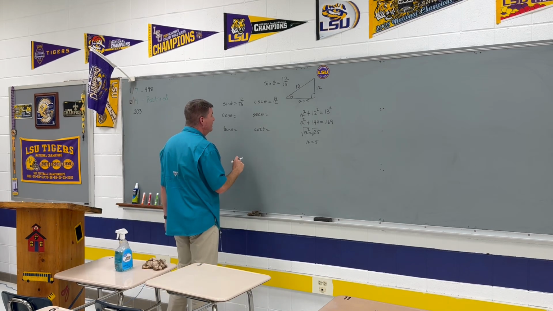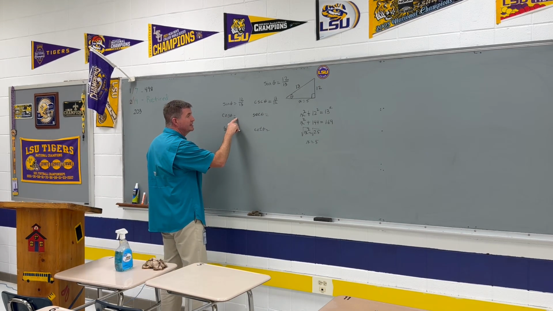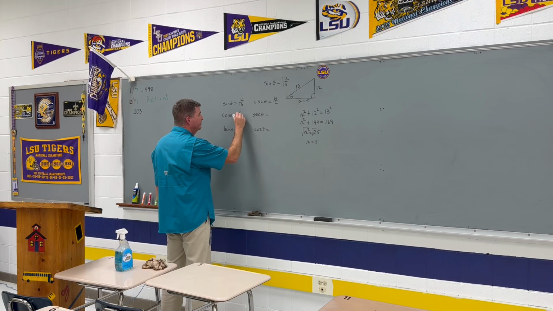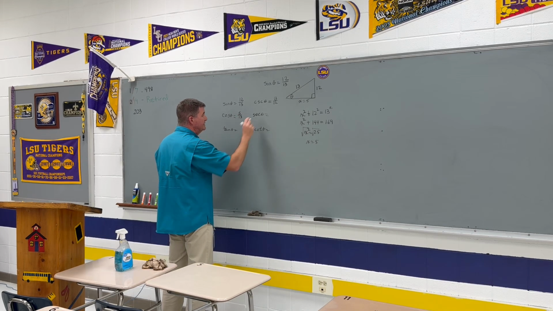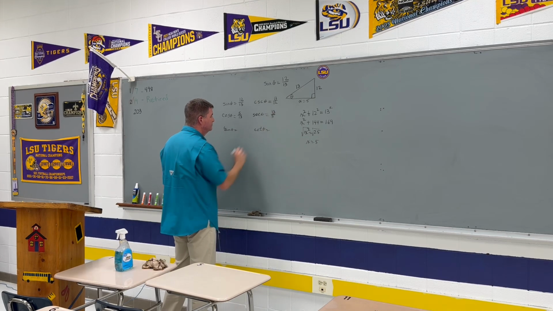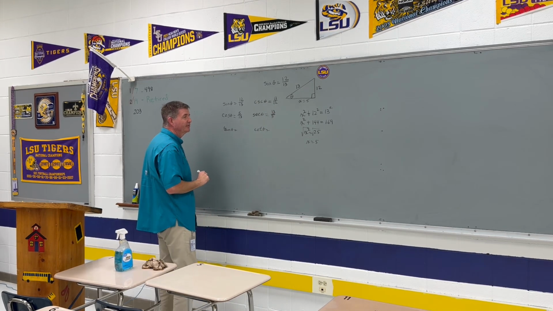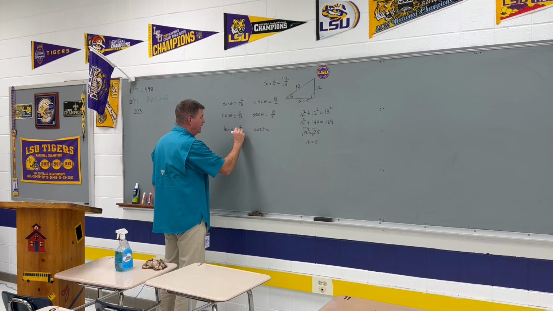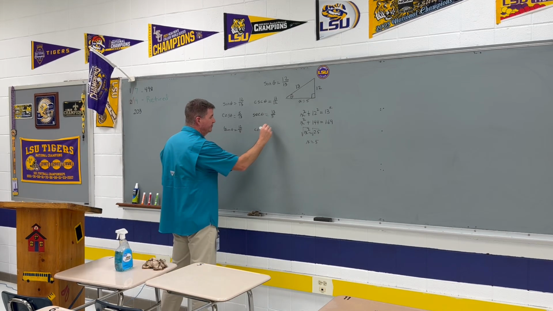So once we put that in, now I can find the rest. Cosine, adjacent over hypotenuse, 5/13. Secant being the inverse, a flip, so that's 13/5. Tangent, opposite over adjacent, 12/5. And cotangent, the flip, 5/12.